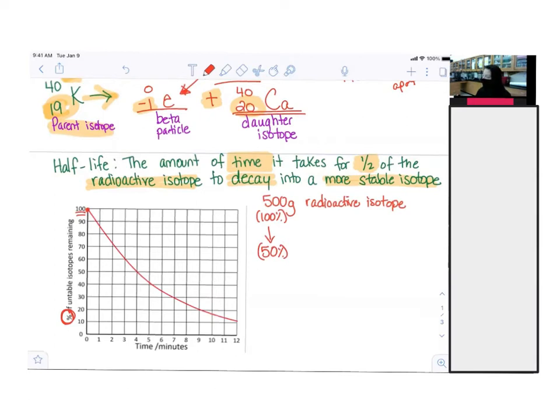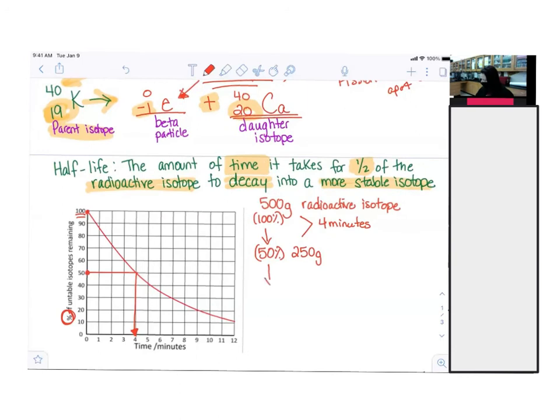Now, if I had a graph of grams, I would be looking for 250 grams. But I don't. This graph has it in percentages. So I'm looking for at what time do I have 50% left. So I'm going to look, and at 50% left, that took 4 minutes. So it took me 4 minutes to go from 100% down to 50%. And I can check and see, okay, what if the next half-life happens? What if I go down to 25%?